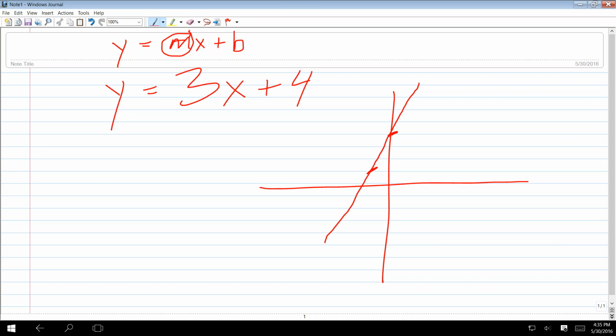Right. So it's relatively easy when it's in slope-intercept format, and that's what that's called, slope-intercept, because we have the slope and we have the intercept. Okay.